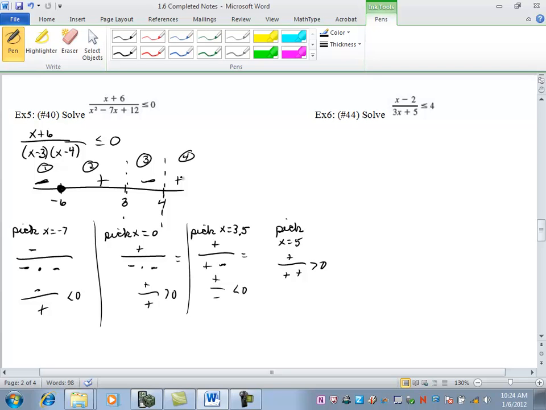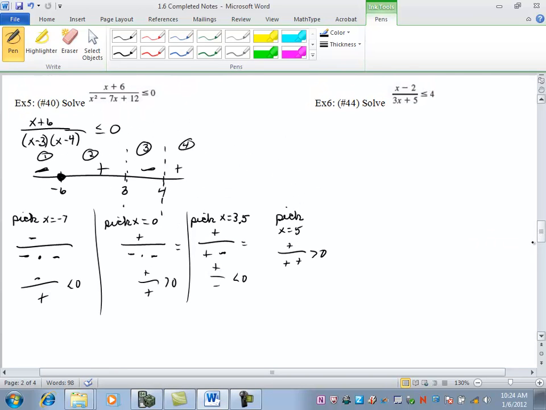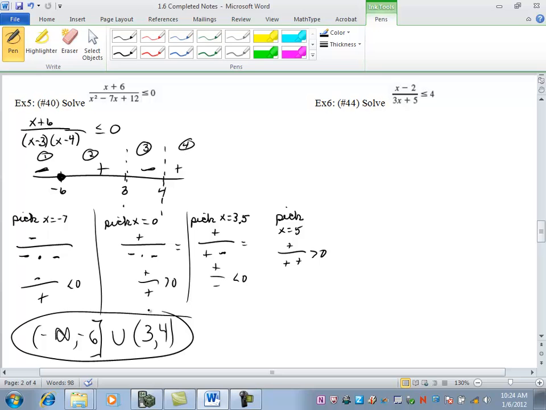So we need to know where this is less than or equal to 0. So from negative infinity to and including negative 6, this works, also from 3 to 4. All right, that is where this rational expression is less than or equal to 0.